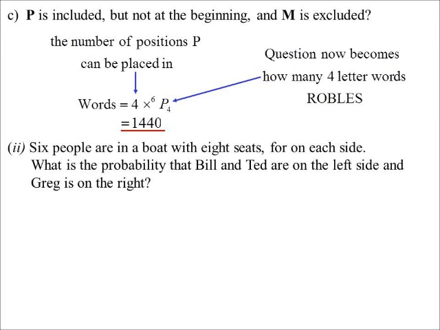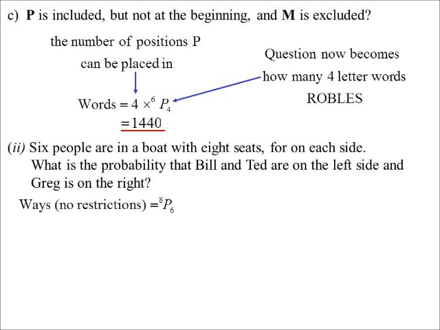Let's try another one. Six people are in a boat. The boat's got eight seats, four on each side. What's the probability that Bill and Ted are on the left side and Greg's on the right? Okay.